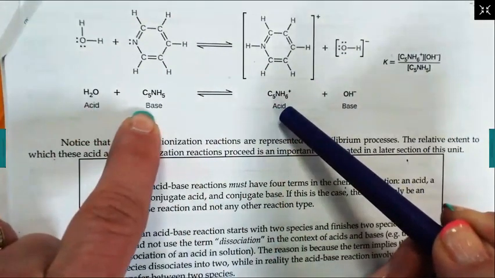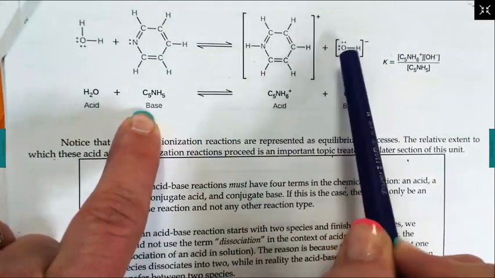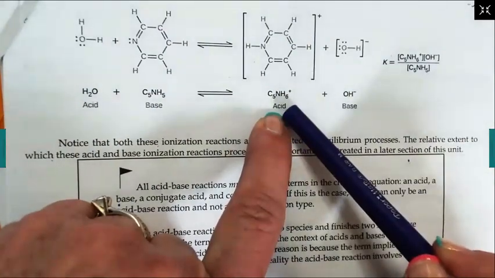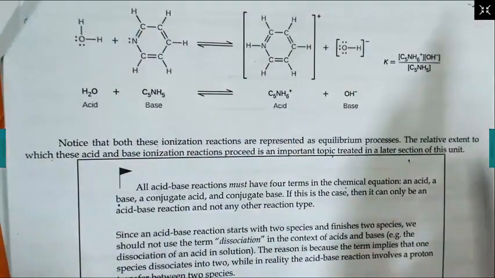here, what does a base do? It's a proton acceptor. It accepts a proton from the water, which makes our hydroxide. And now it's an acid and a base. Does this look familiar, guys?